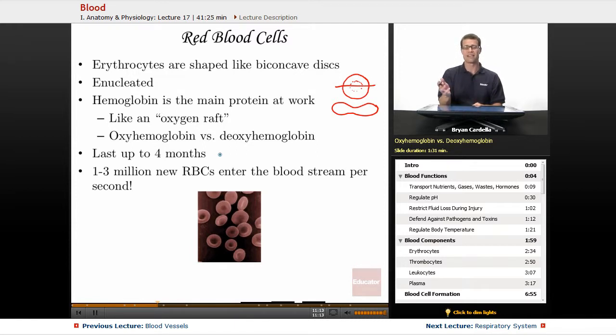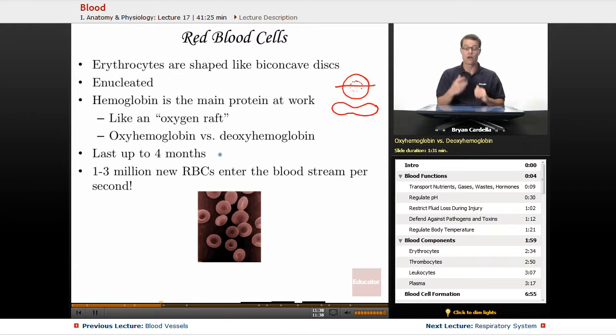Some of them last a lot less time than that because they can get damaged as they're getting shuttled through your bloodstream. They get ruined and they break down. And since they don't have a nucleus or those other organelles, they're not repairing themselves. You're getting rid of at least 1 million red blood cells every second of every day, and you're also making that many.